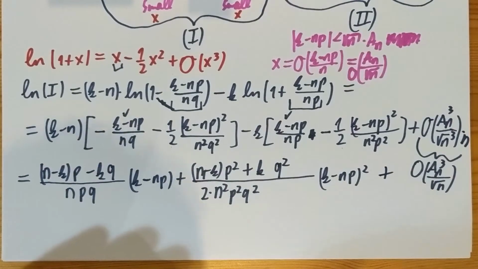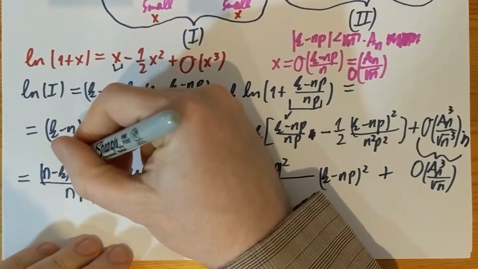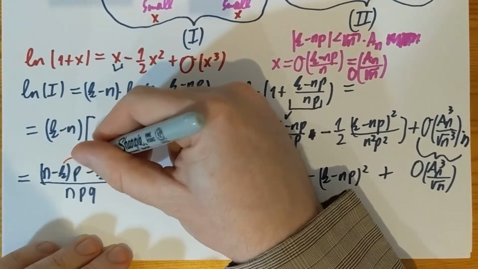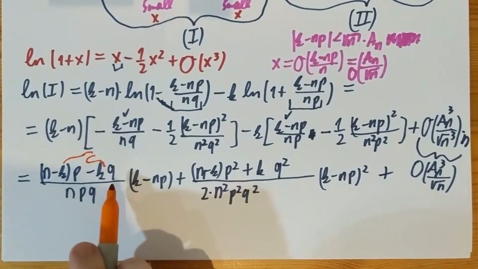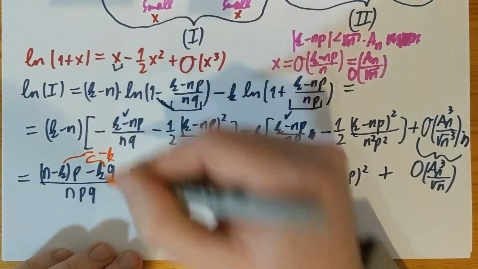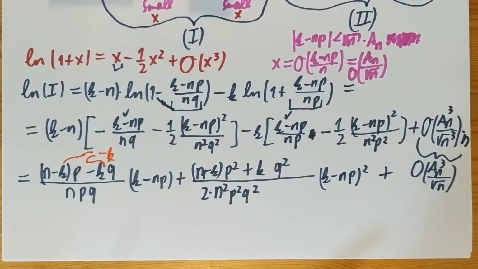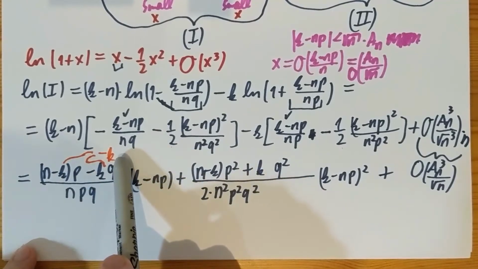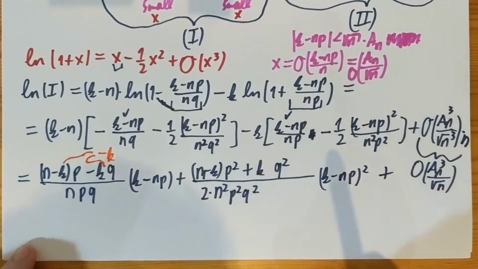Remember that p plus q is 1. So here I have a negative kp and a negative kq. Together that gives me a negative k. So that's what I have there. And that's nice because I have an np and a minus k, so I have one more of np minus k or k minus np, just a factor of a minus sign, so that's nice.